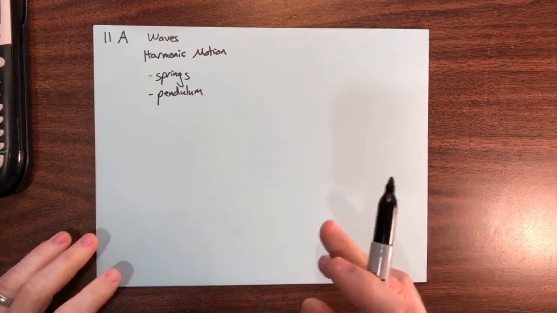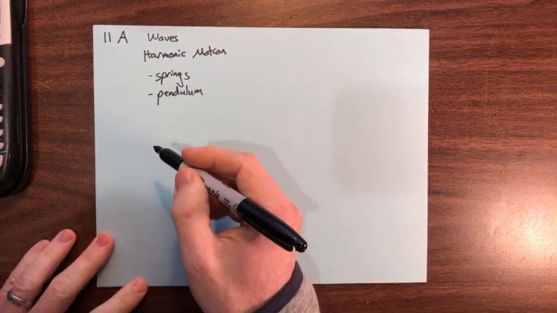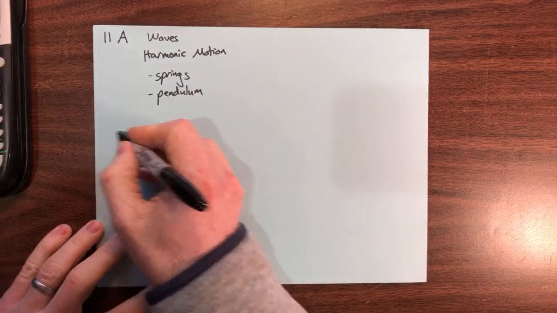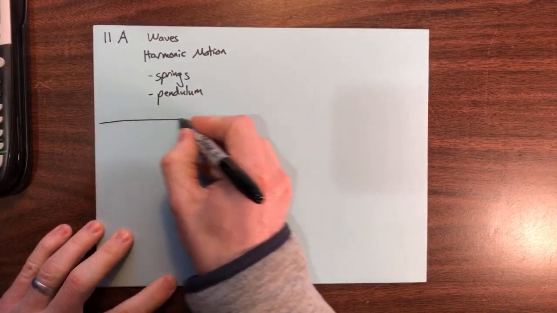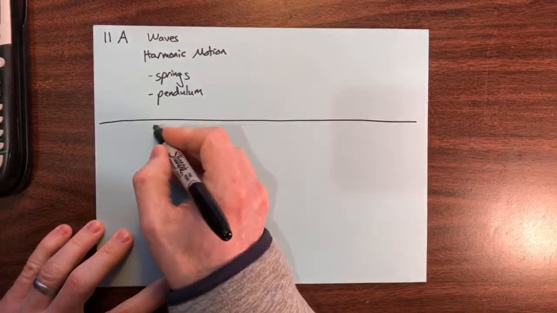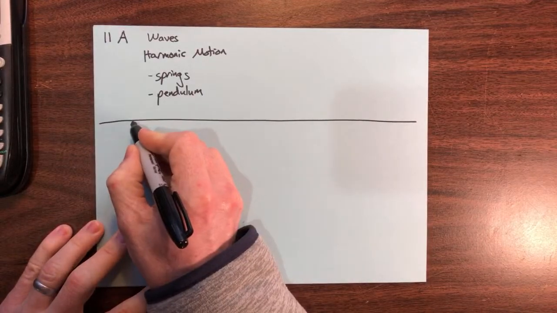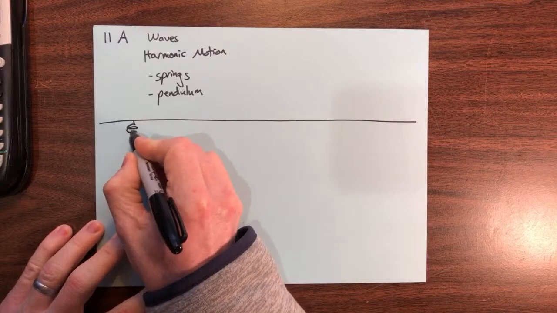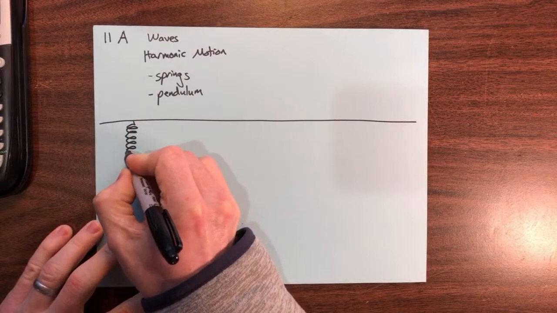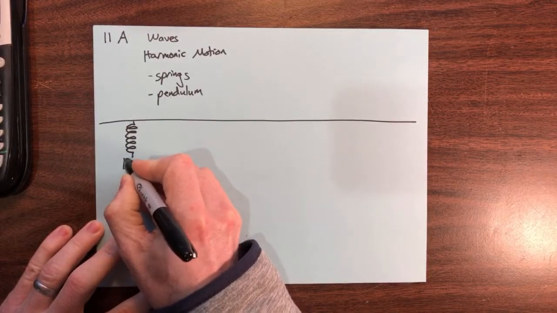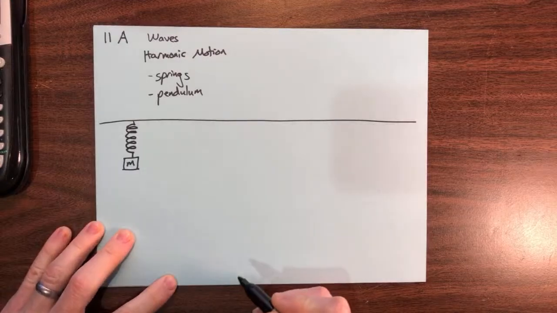Let's think about a spring. We could think about a spring that is suspended, or we could think about a spring that's on top of a table. Your book talks about a spring that's on top of a table, but let's talk about a spring that is suspended, and we have some little mass, we'll label M, hanging out here, okay?